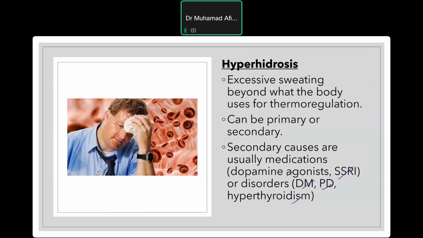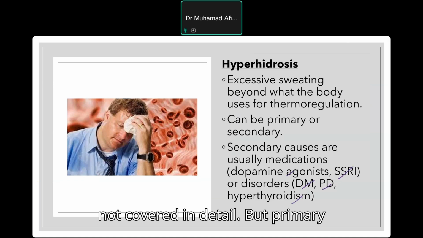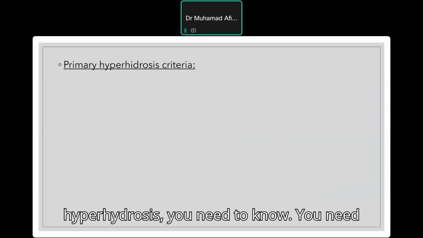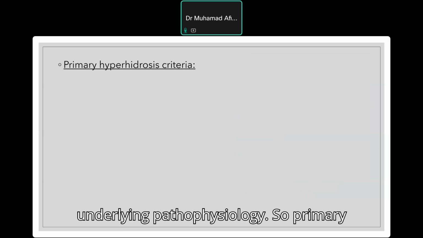Just to tell you, you don't need to know the secondary causes in detail; usually they are not covered in detail. But primary hyperhidrosis, you need to know. You need to know the criteria and the cause, the underlying pathophysiology.